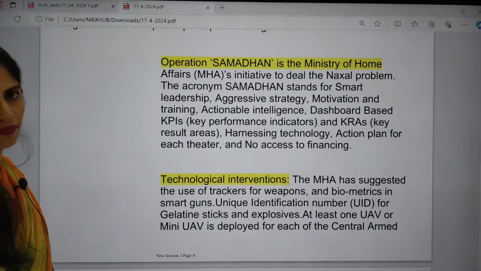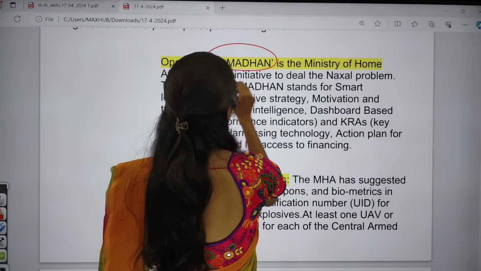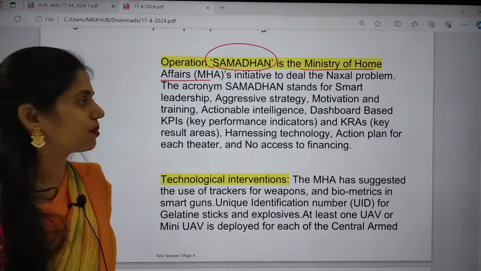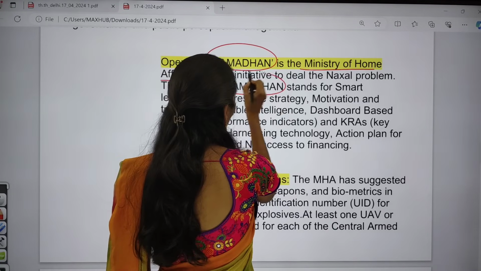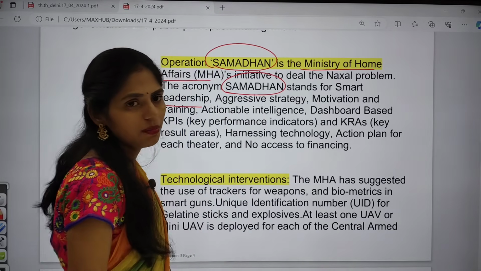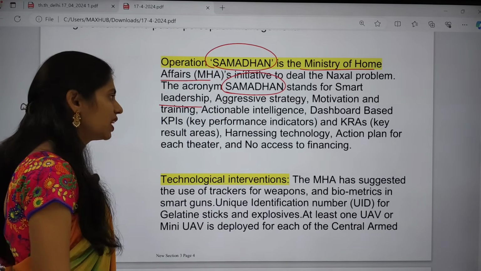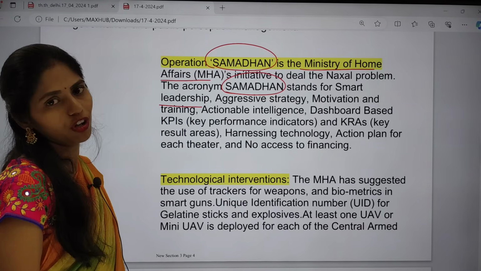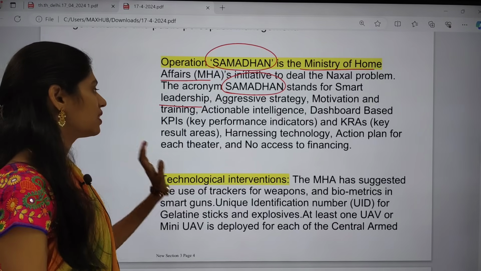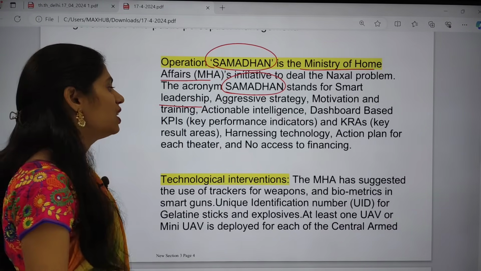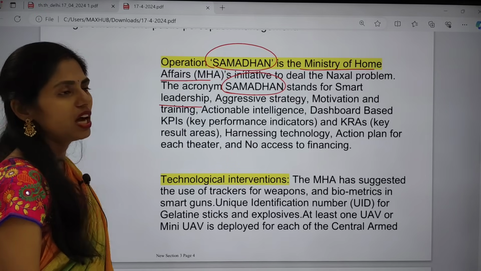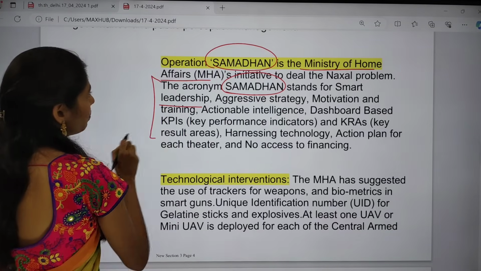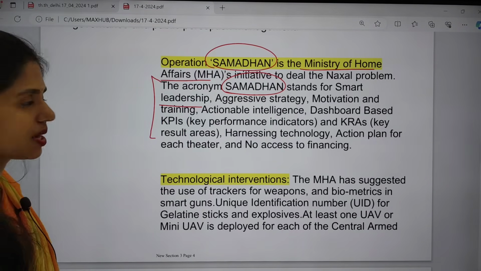And government also came up with one important operation. It is called Samadhan. Samadhan is a Ministry of Home Affairs initiative to deal with this Naxal problem. Samadhan stands for smart leadership, aggressive strategy, motivation and training, actionable intelligence, dashboard based KPIs, that is key performance indicators, and key result areas, harnessing technology, action plan for each theatre, and no access to financing. So these are the important things taken under Operation Samadhan.